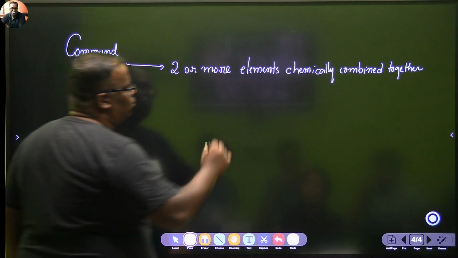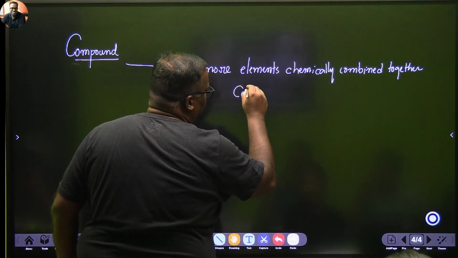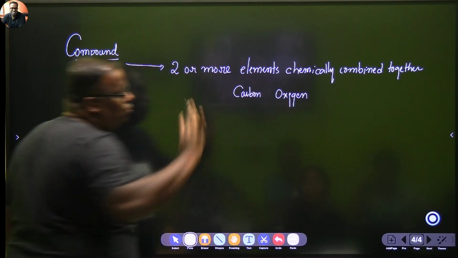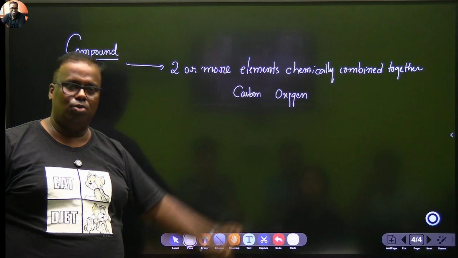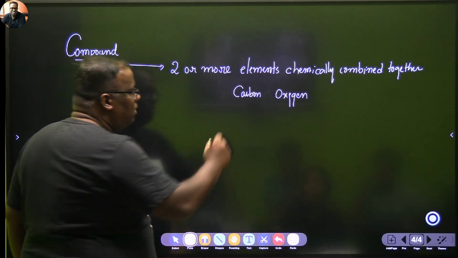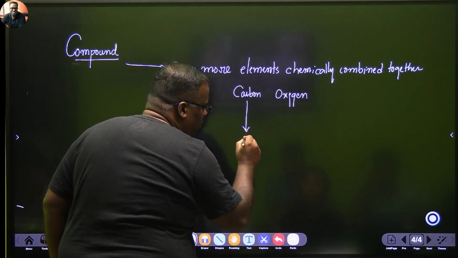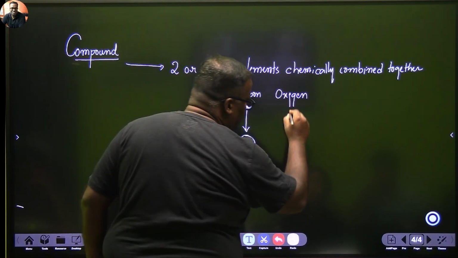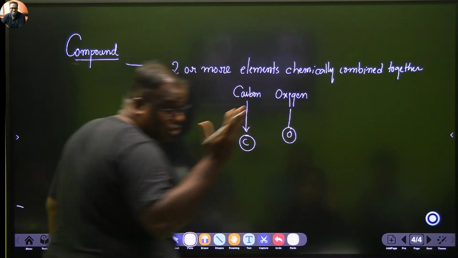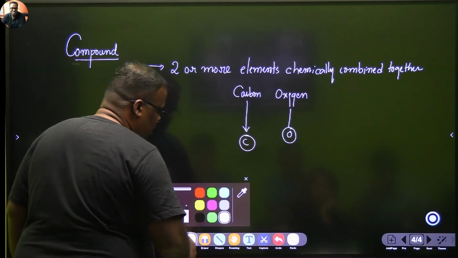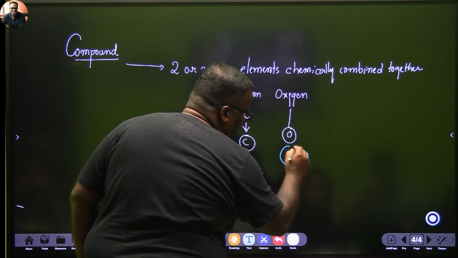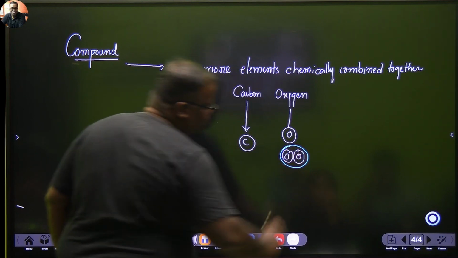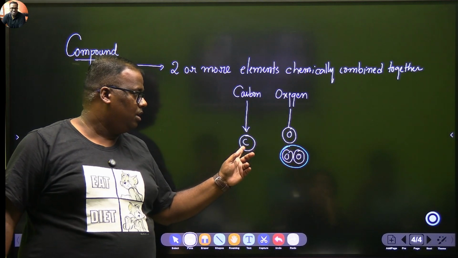Let me take an example: two or more elements. I took carbon and I took oxygen. Are they two or more elements? Obviously, they are two or more elements. Every element at its base level, carbon will be represented by a carbon atom. Understood? Oxygen will be represented by an oxygen atom, but we have understood oxygen doesn't stay alone, so in what form will oxygen come? It will come as an oxygen molecule, right? So oxygen came as what? Oxygen molecule.